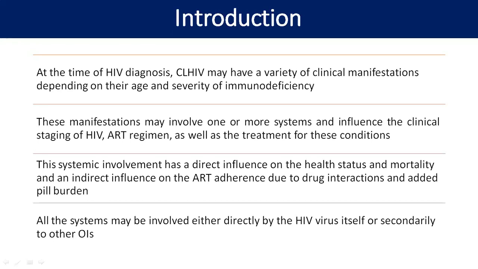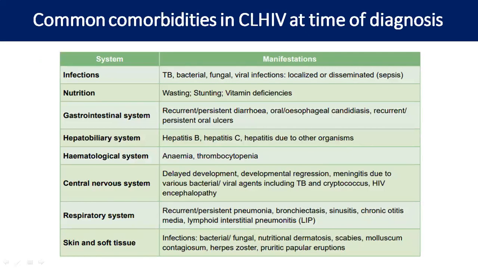The system involvement has a direct influence on the health status and mortality and an indirect influence on ART adherence due to drug interactions and added pill burden. All the systems may be involved either directly by HIV itself or secondarily by other OIs. So what are the common comorbidities at the time of diagnosis?